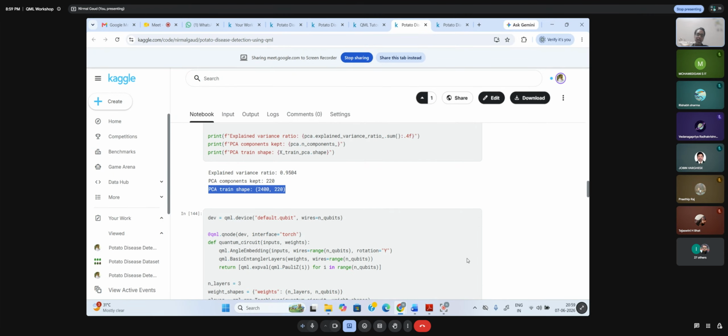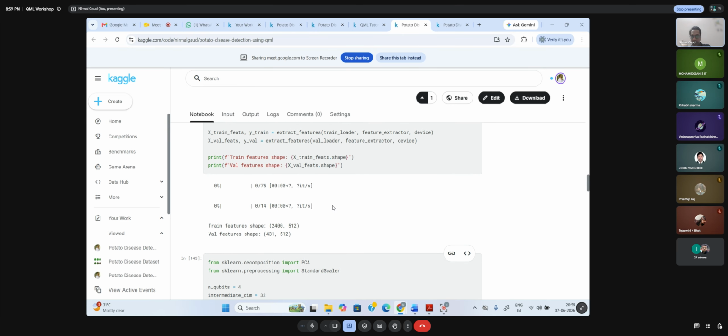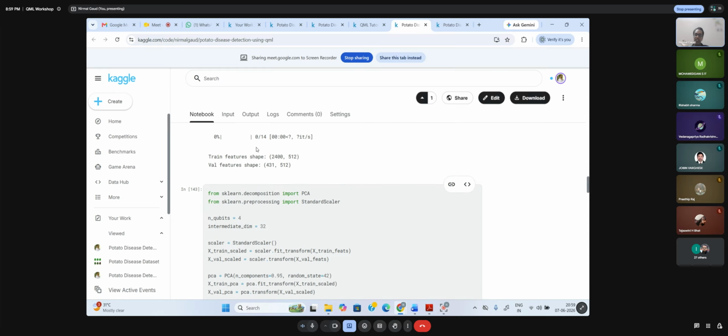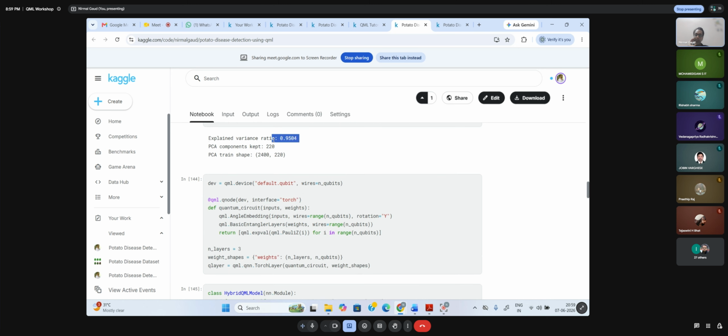As you already know, I cannot work on the entire data set. Whatever features are extracted from the ResNet model, how many features are there? 512. This many features are there, and 2400 is the number of rows. ResNet captured 512, so 512 is not possible. That is why I applied PCA, and this many components were kept. And then what I did?